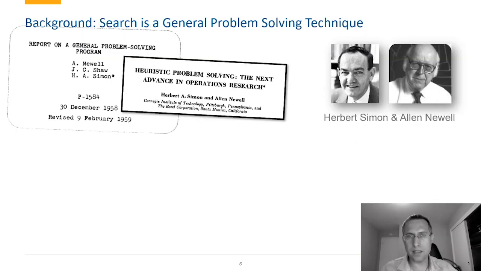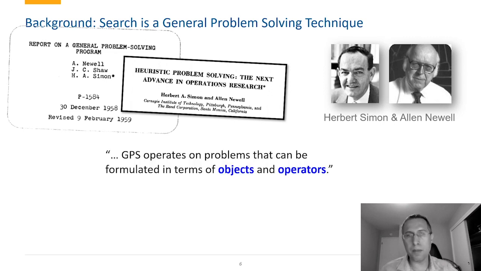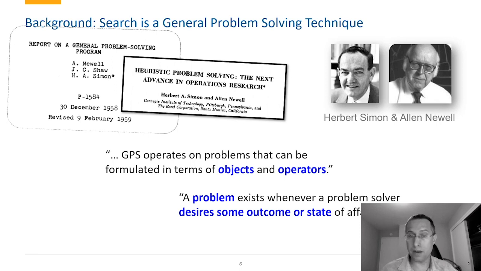The fact that search is a general problem-solving technique has been acknowledged from the very early days of AI, even in the famous General Problem Solver by Newell and Simon. If I can quote some part of their seminal work, their General Problem Solver operates on problems that can be formulated in terms of objects and operators, and the problem for them is when the problem solver wants to achieve some desired state. So exactly, goal state and operators, just like our search problem.